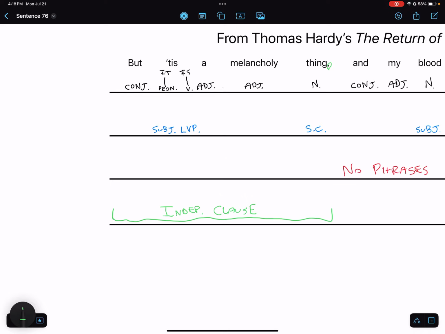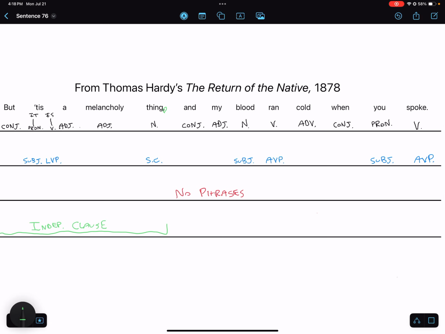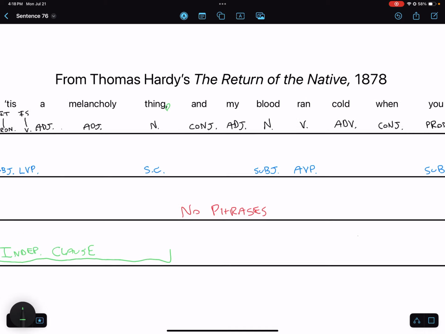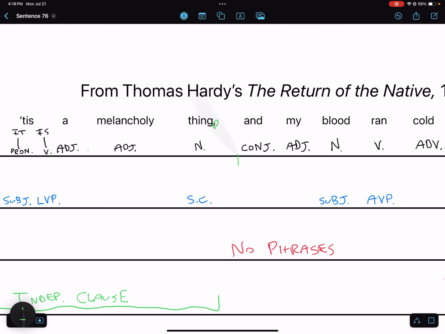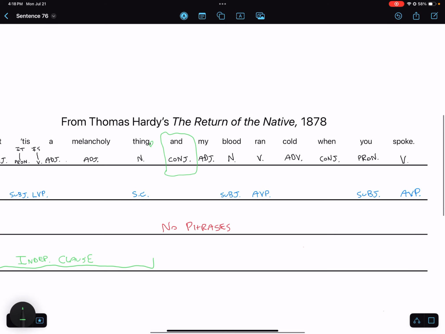Alright, so we have more though. This isn't all, because we have this subject and AVP over here. Blood ran. This is the next important part. And the important thing to notice is this conjunction, and, right in here. This is going to be a coordinating conjunction, because we can see our subject and AVP. Our next clause is going to be, my blood ran cold. That's another independent clause. So far we have I, comma, coordinating conjunction, then another I.